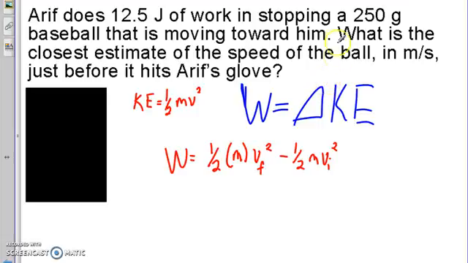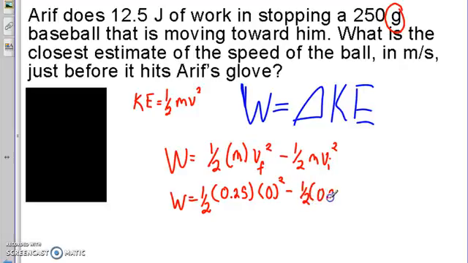Well, clearly, you see here that it's coming to a stop, right? He's stopping a 250-gram baseball, so the final velocity is going to be 0. So let's start there. 1/2. Now be careful with the mass. This is 250 grams, so I need to change that to kilograms, and you get 0.25, or 1/4. Times 0 squared, minus 1/2 times 0.25 times v initial squared. And this is what we don't know, and that's what we're trying to find.